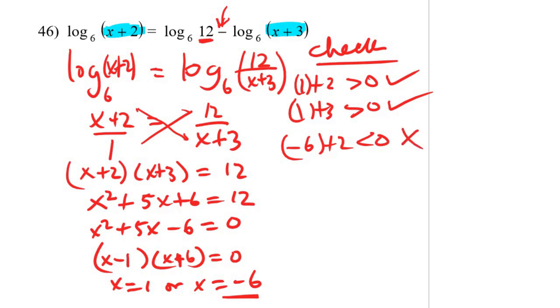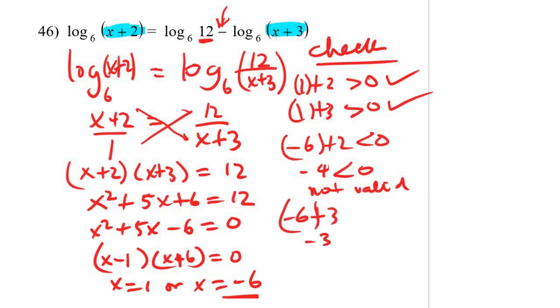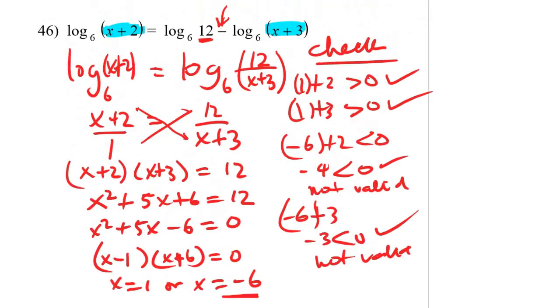It's going to be negative 4. Negative 4 is less than 0, so it's not valid. I go to check again the second one. Negative 6 plus 3 is negative 3. That's less than 0. That's not valid either. Actually, I don't need to waste my time. If it's not valid with the first one, then it's out. But just for the sake of clarifying, you need to check both of them.